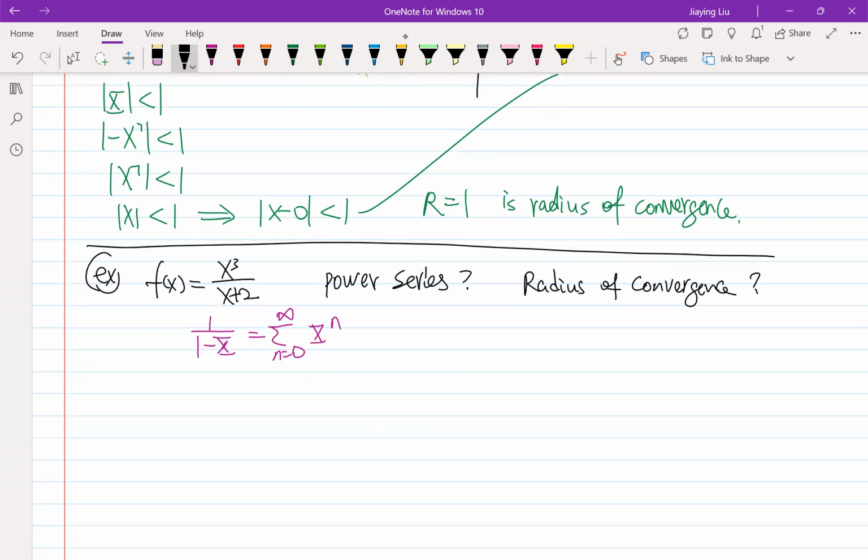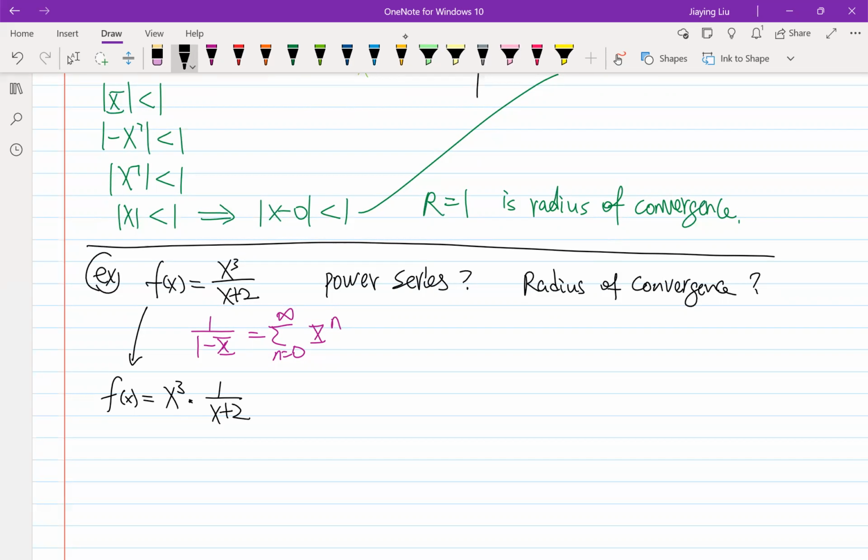The first thing, just like we did before, is the numerator. We want it to be 1, but we have x cubed. So we're not going to divide by x cubed. Instead, we're just going to put the x cubed on the side as a factor. So f of x equals x cubed times 1 over x plus 2. And we're not going to touch the x cubed until later. So now the numerator is 1, that's good.